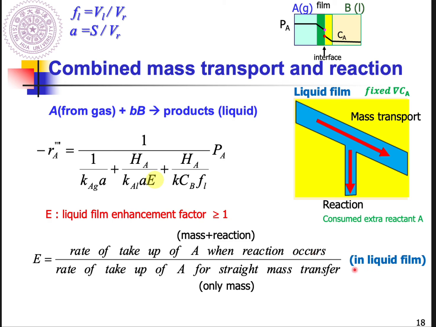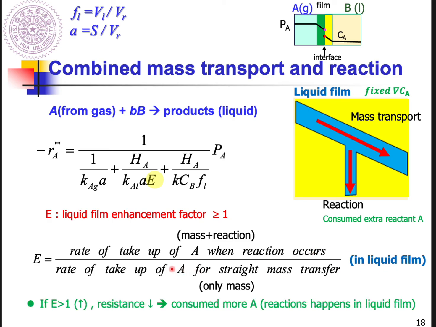And everything we describe is in the liquid film. So the value for E, as long as you have a chemical reaction happening in the liquid film, E must be larger than 1. And let's check. If E is larger, then total resistance will decrease. Resistance decrease tells you the flux will increase. So that will consume more A, right? It's reasonable. Based on the physical meaning, it works.